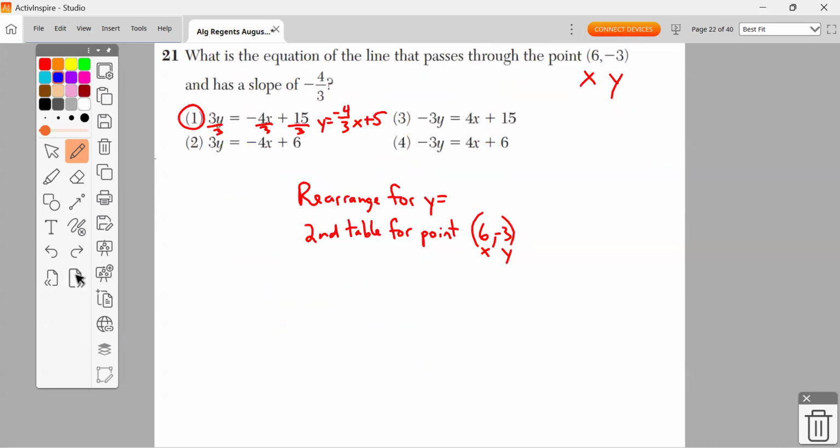In question number 21, what is the equation of the line that passes through that point and has a slope of negative 4/3? Rearrange it for y equals. If I rearrange this first equation for y equals, we have a 3y there, so I'm going to divide by 3, divide by 3, divide by 3. I get this equation. Well, that slope matches right away. The slope is the number that's in front of the x. And then just graph it or hit second and table. When you do second and table, for the x value of 6, you get a y value of negative 3.